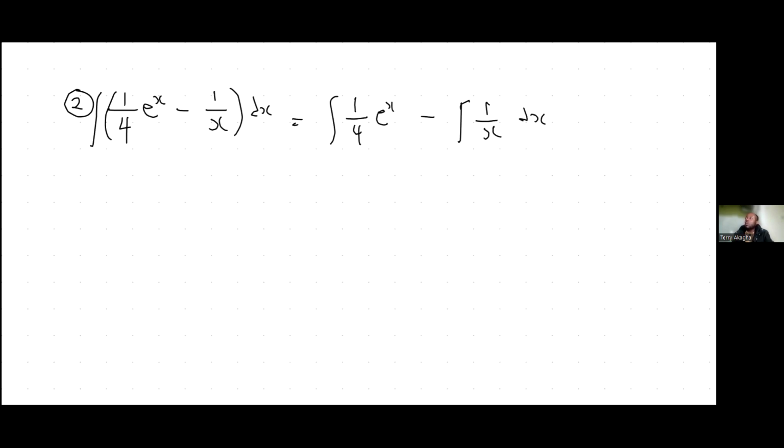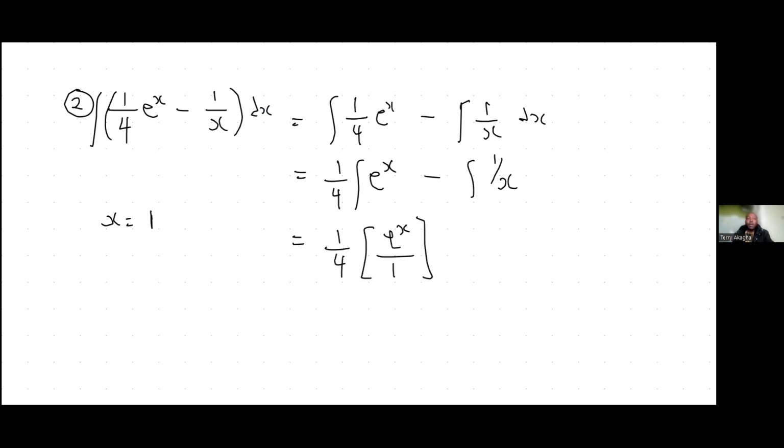So the same thing I told you, you have to bring out a constant. It's going to be 1 over 4 integral exponential x minus integral of 1 over x. Same thing: the power here is x. When you differentiate x, it will give you 1. So you divide the original question by 1, so it's going to be 1 over 4 times exponential x divided by 1, minus the reciprocal function.